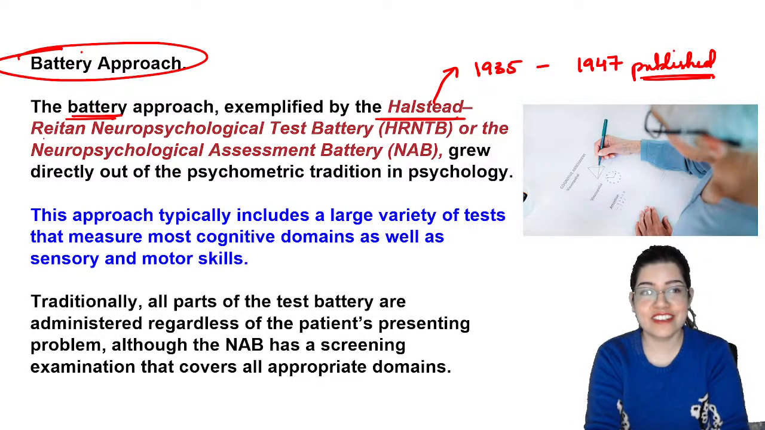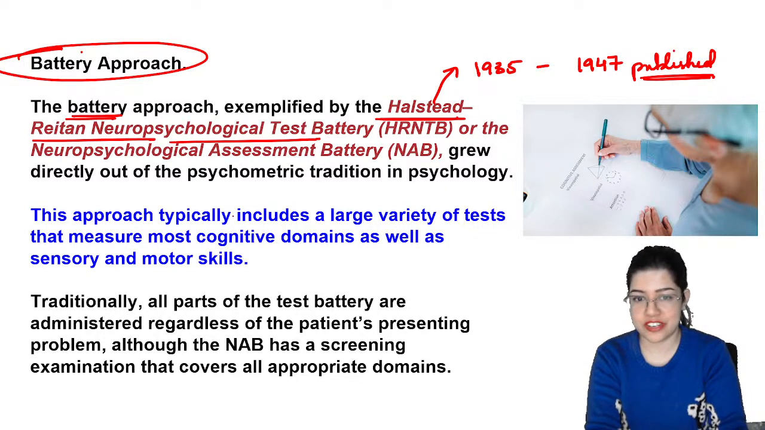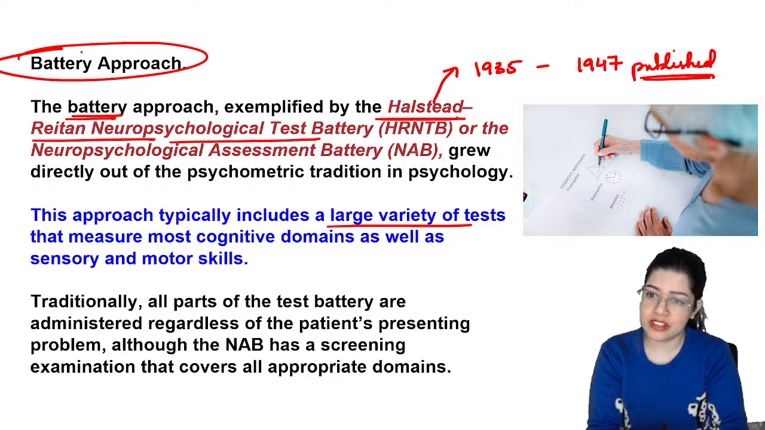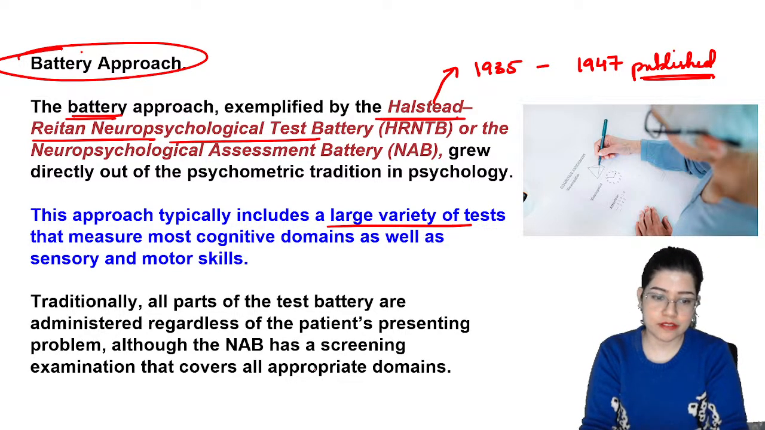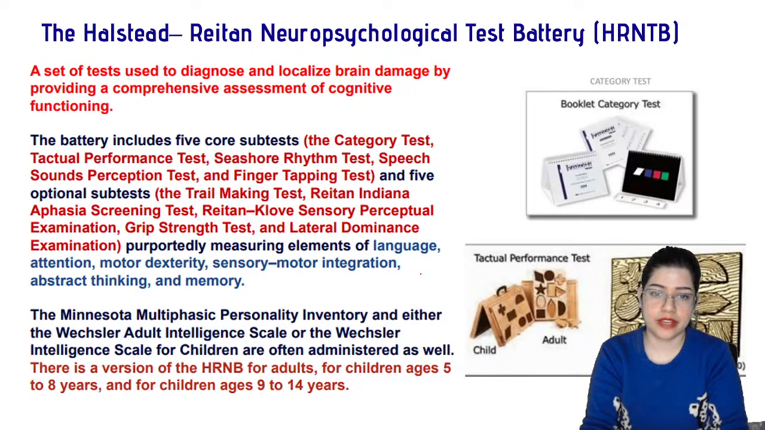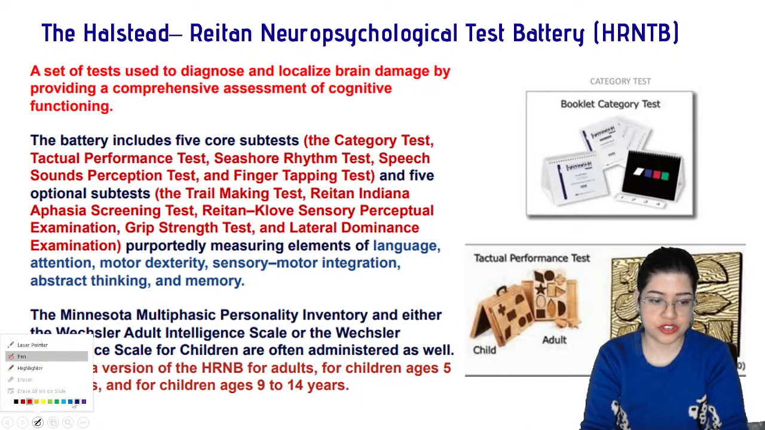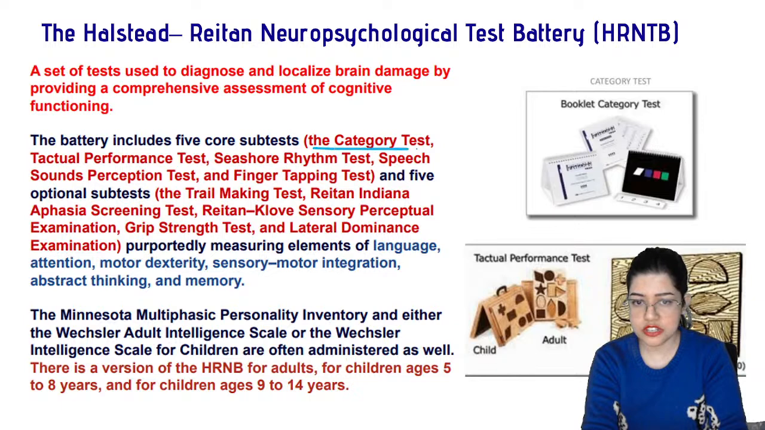Let's talk about the Halstead-Reitan neuropsychological test battery. ठीक है? तो large variety of tests हैं यहाँ पे. Finger tapping, you have the musical seashore test. This is going to cover all appropriate domains for us. चलिए, तो क्या क्या होगा इसमें. Category test is a test of executive function. Decision making is required. ये देखो आप.